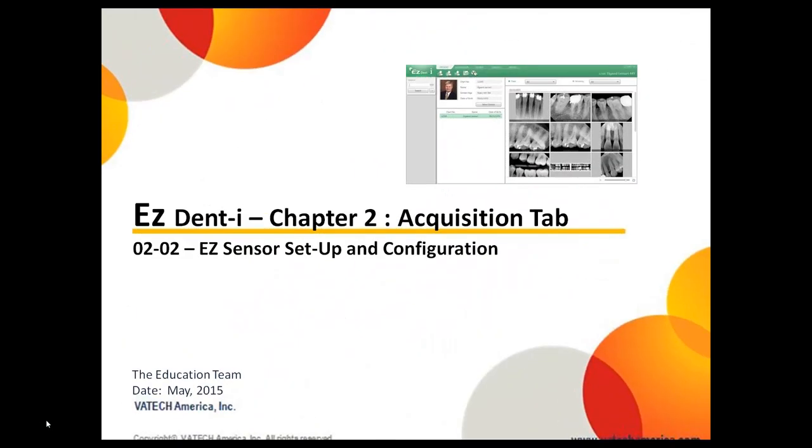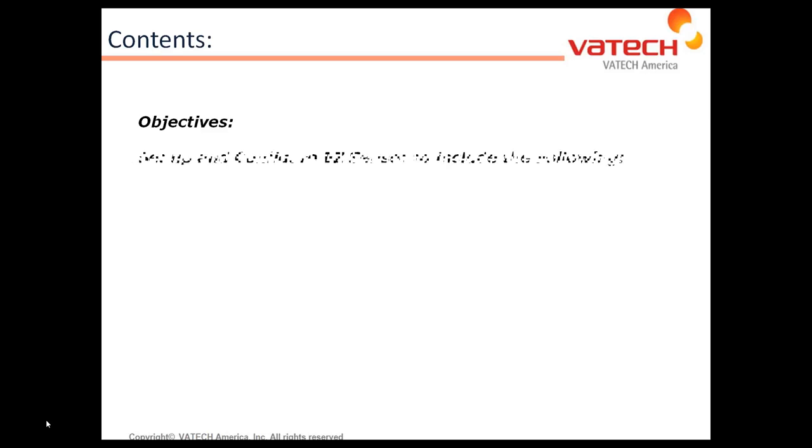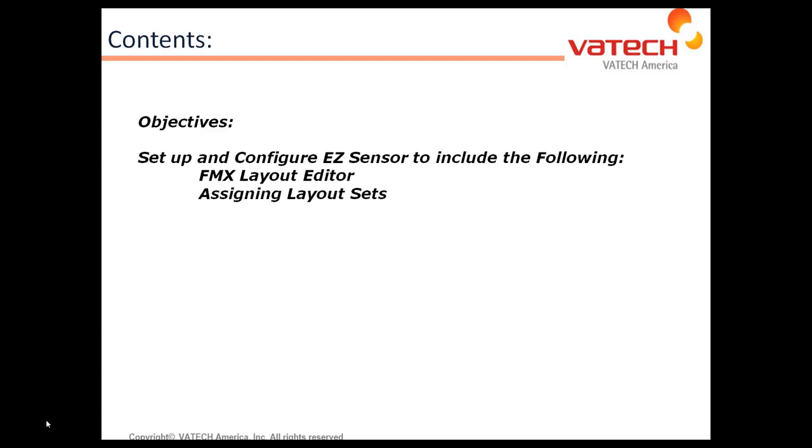EZDent I, Chapter 2, Acquisition tab, the Easy Sensor Setup and Configuration. Objectives are: set up and configure the Easy Sensor to include the following: FMX Layout Editor, assigning layout sets, and setting capture sequence.